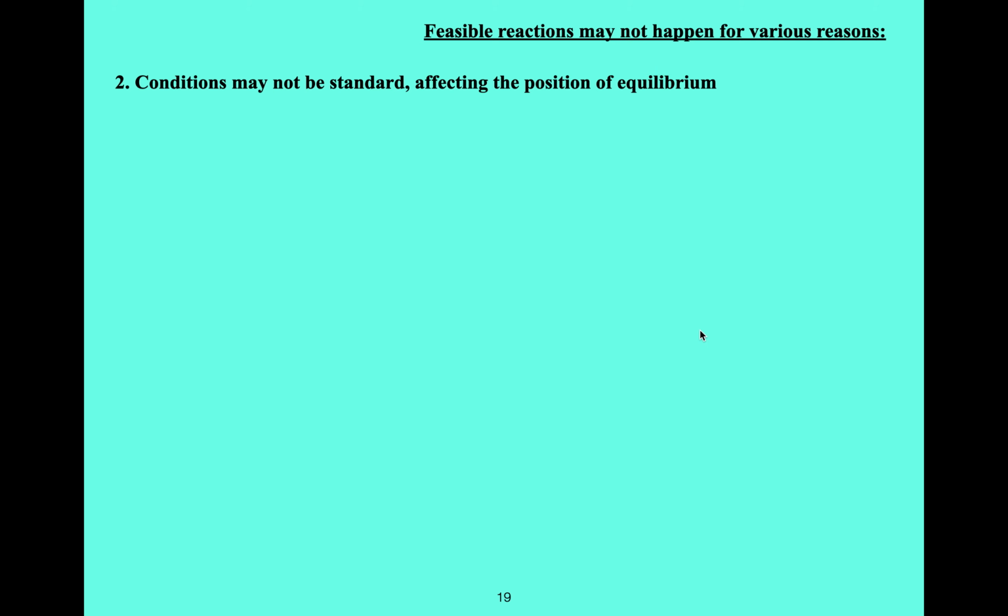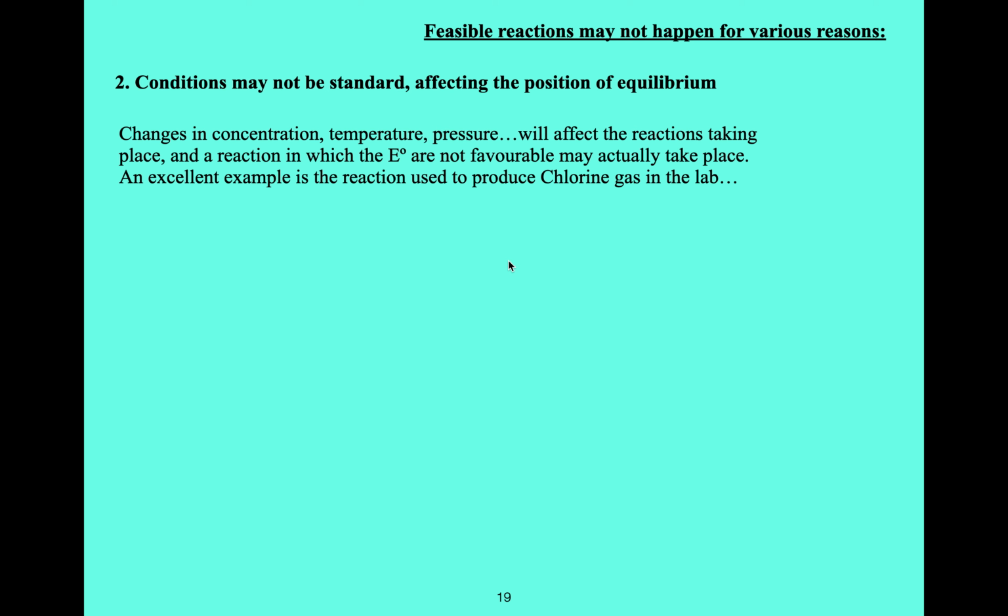Second reason: conditions may not be standard, and that affects the position of equilibrium. What conditions? Change in concentration, temperature, and pressure, and you can actually shift equilibria, as you know. So you might actually change the electrode potentials. They won't be standard anymore, but the electrode potential will change according to these conditions, and it means a reaction may proceed in a direction you weren't expecting.